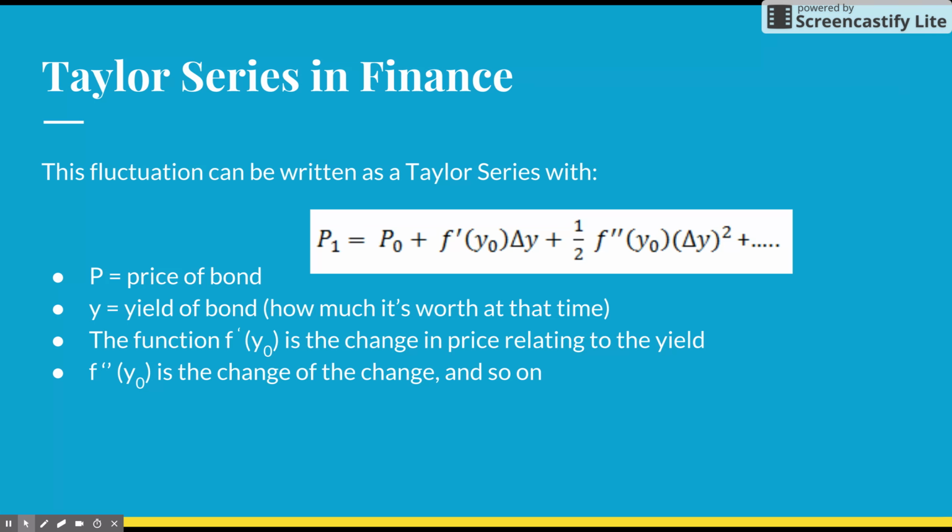And then Y is the yield of the bond, how much it's worth at that time. Obviously, Y of 0 is the initial yield, so how much you're supposed to be making from the bond initially. Change in Y is the change in yield from now since the beginning. And then the function F prime of the yield is the change in price relating to the yield, because it's a derivative, so change over time. And then double prime obviously is the change of that, and so on throughout the Taylor series.